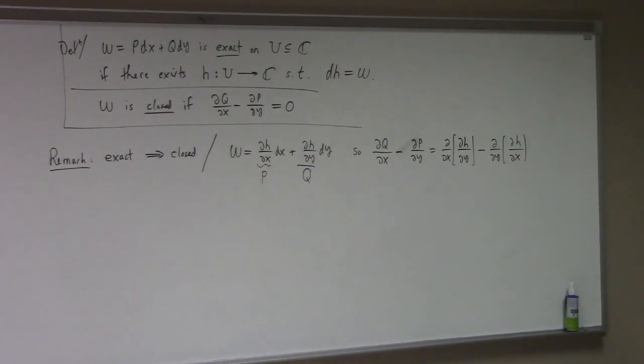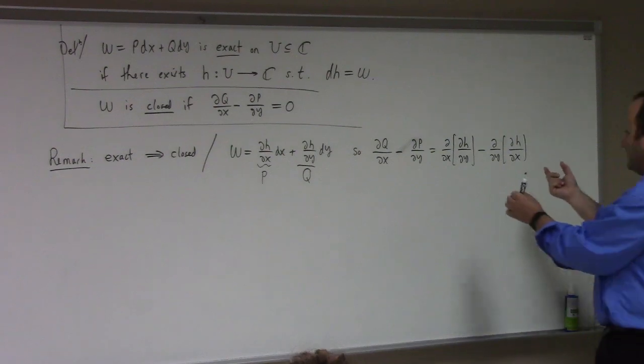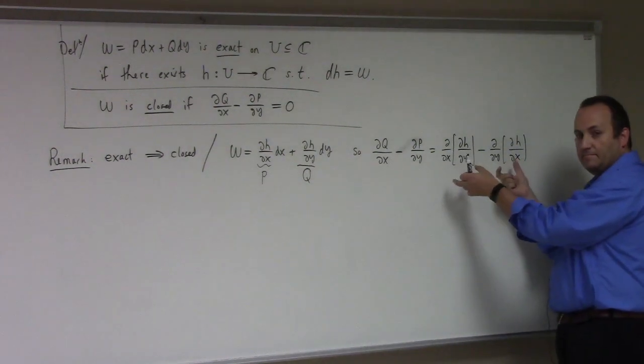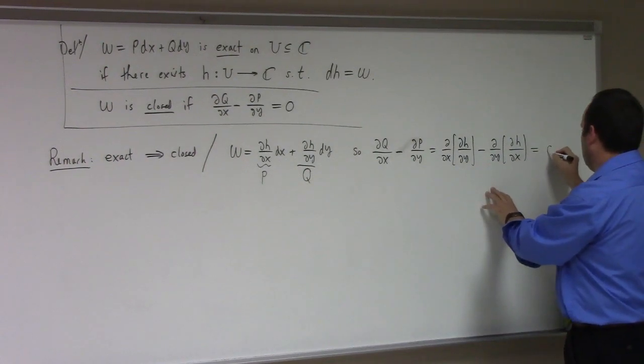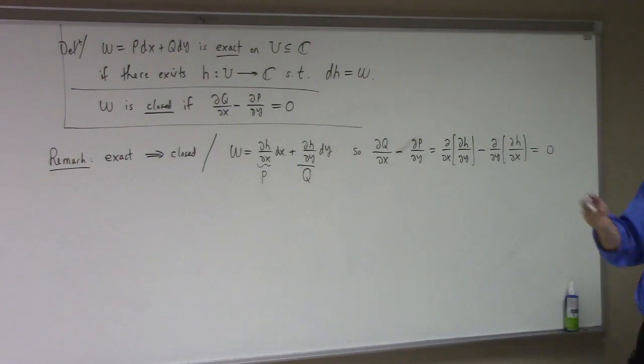But up to the level of being careful about analysis in this course, technically speaking, you have to have that h is twice continuously differentiable. There's a condition which has to be met for partial derivatives to commute, but let's suppose that that condition is met. Of course, we know partial derivatives commute, yeah? So this is 0, which means that this exact form is necessarily closed, all right?